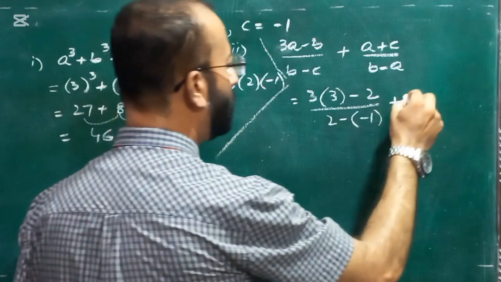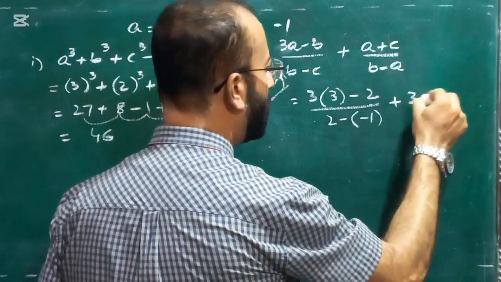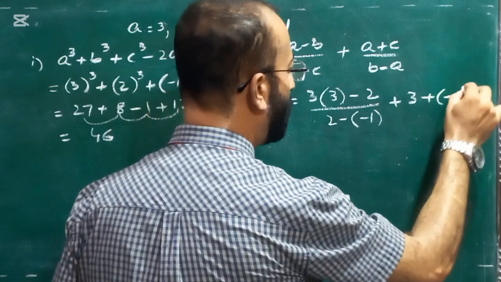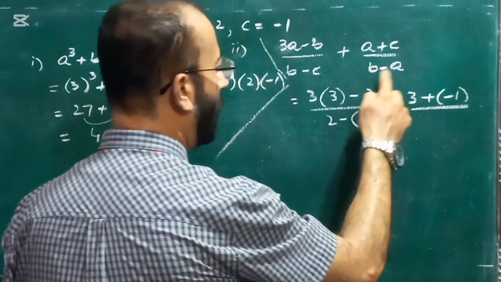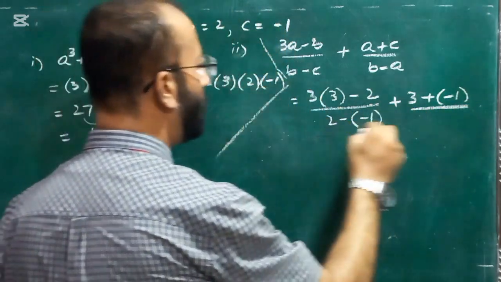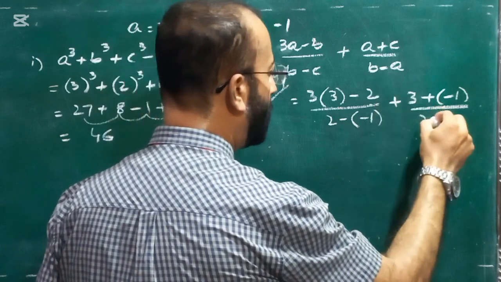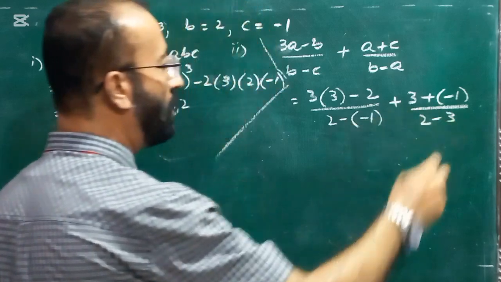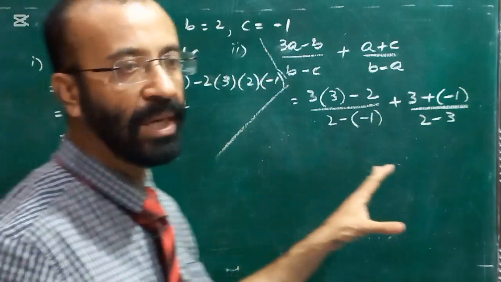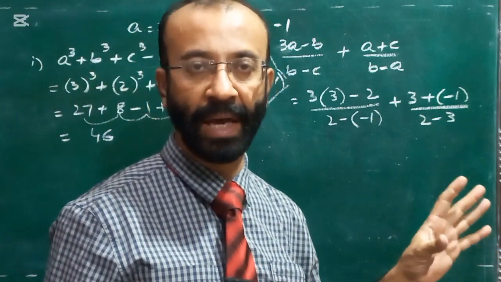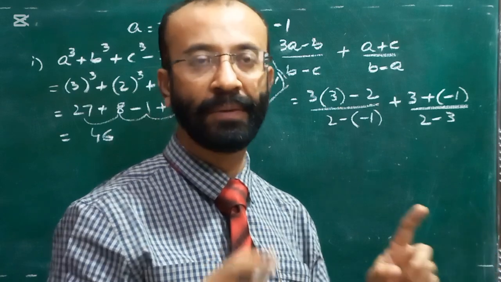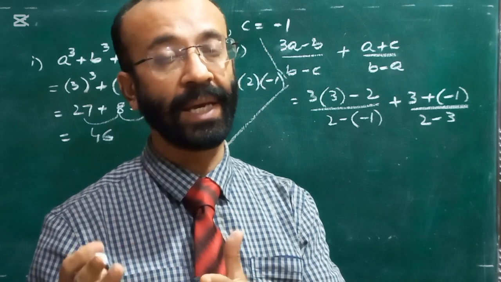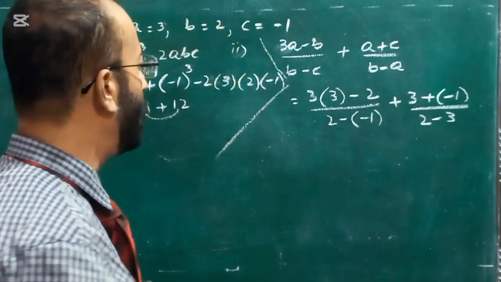A is 3, plus, now again look, C's value is minus, so that's why I'm going to put it into a bracket. In the denominator, B's value is 2 minus A's value, which is 3. So we have put the values. So simply you have to be careful whenever you have a value that is minus, put it into the bracket because that may create an effect, that may create a change.